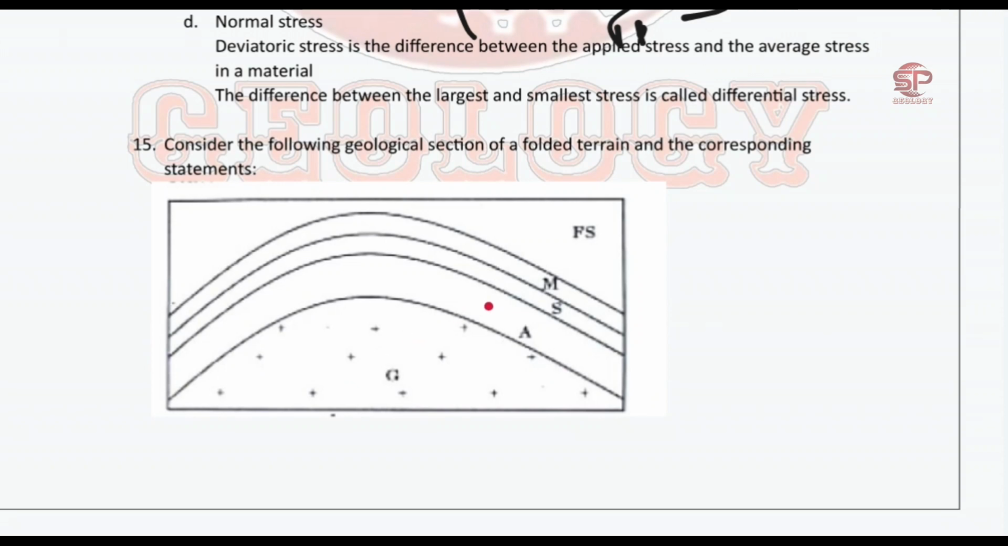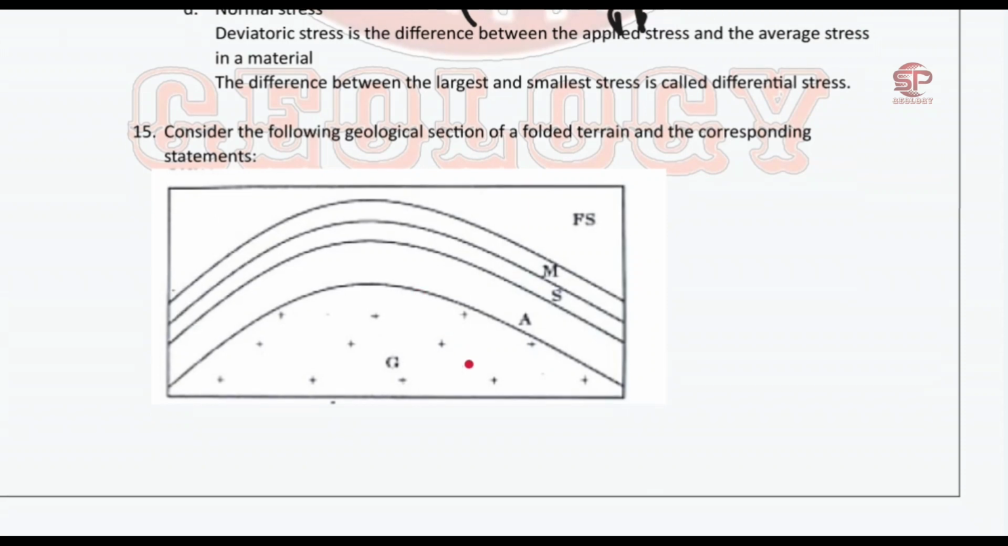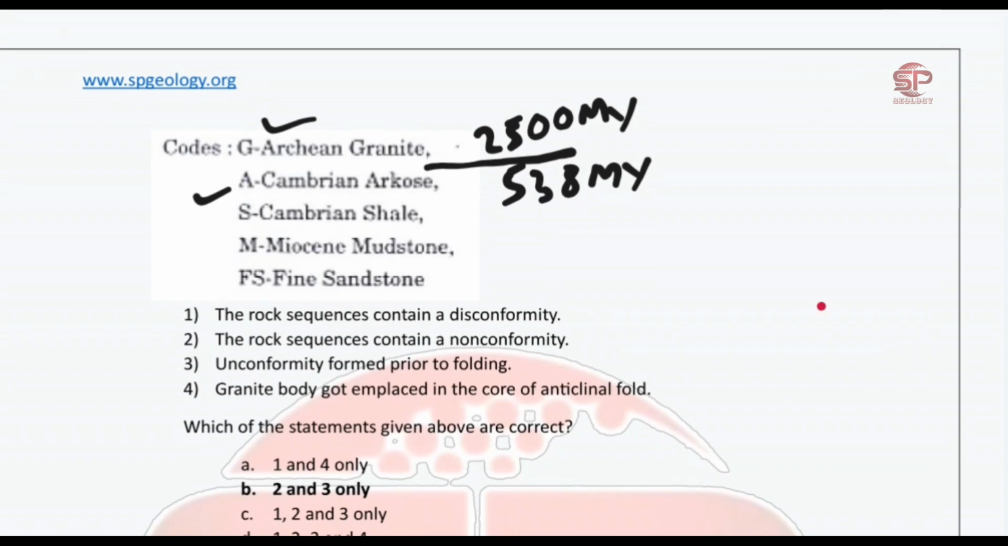Now this upper part, this A part, is a sedimentary rock, and the lower part is an igneous rock. So the unconformity between the sedimentary and igneous parts will be a nonconformity, or heterolithic unconformity. So the statement that the rock sequence contains a disconformity will be incorrect, because it is an unconformity, but it is not a disconformity. Disconformity is a parallel unconformity. Then the rock sequence contains a nonconformity. Obviously, it is a nonconformity, a heterolithic unconformity, where you will find deposition of sedimentary rock over igneous rock.